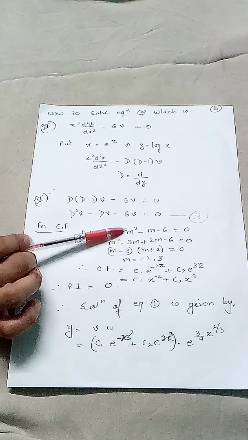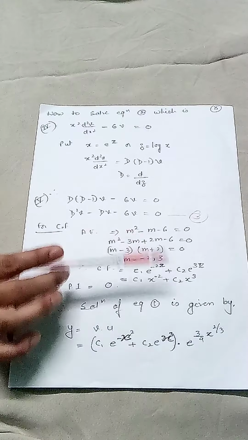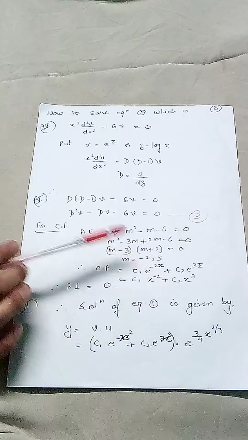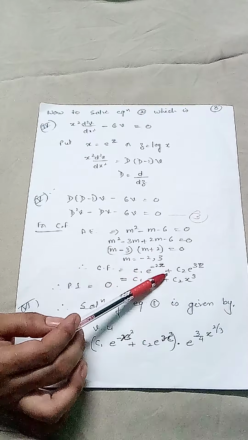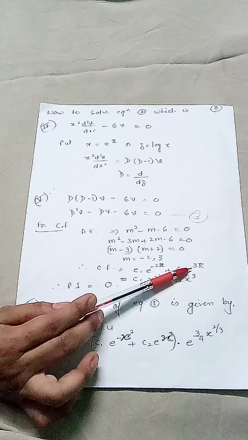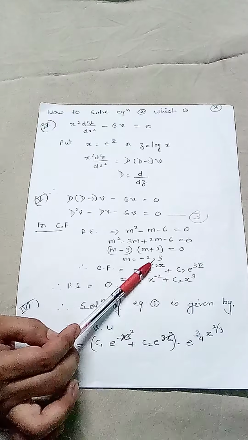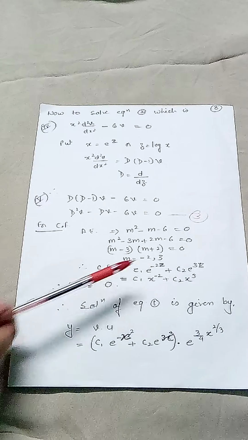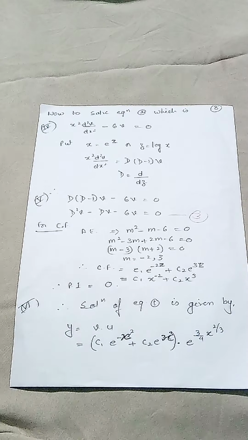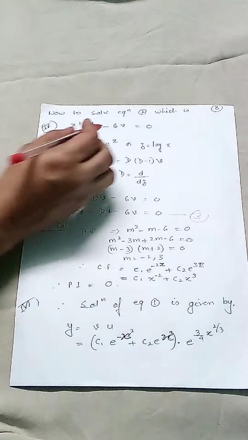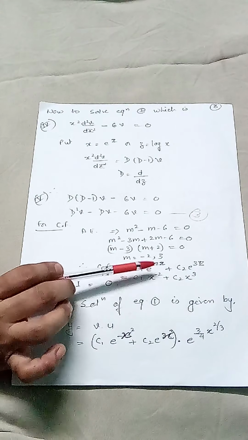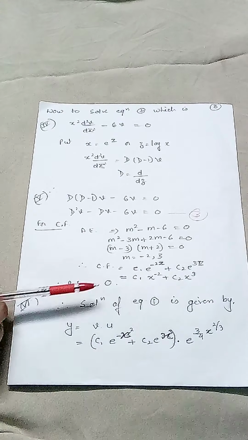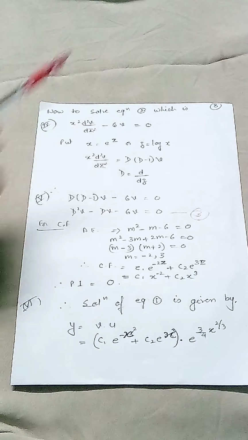CF: the auxiliary equation is m square minus m minus 6 equal to 0, so m is minus 2 and 3. Therefore, CF is equal to C1 e raised to minus 2z plus C2 e raised to 3z. Here is the important part: CF is in the form of z, because our equation was converted to d2v upon dz square. Therefore, the solution is in terms of z. The particular integral is 0 because the right hand side is 0.